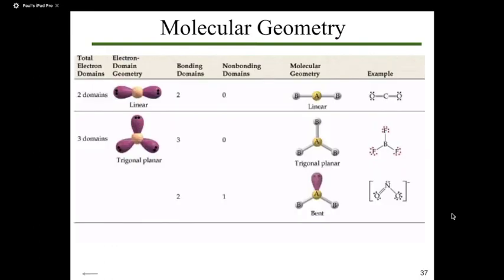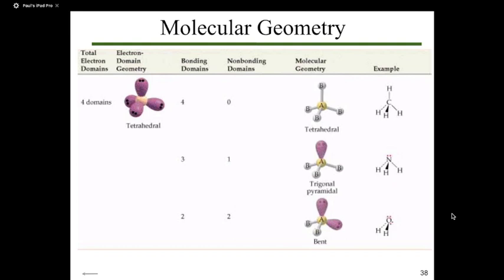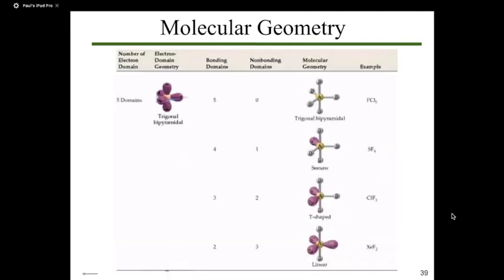And so here, you can do this. You can say, well, how many bonding pairs and how many non-bonding pairs? Linear becomes linear, or the trigonal planar can become trigonal planar or bent. The molecular geometry for a tetrahedral can be tetrahedral. It has 4 bonding domains, or 3 bonding domains and 1 non-bonding domain becomes trigonal pyramidal. 2 and 2 become bent, different angle.